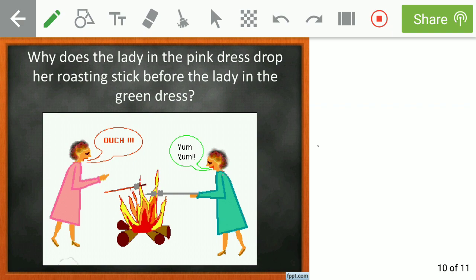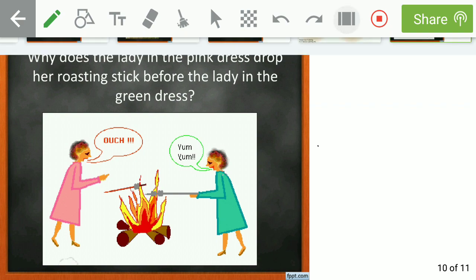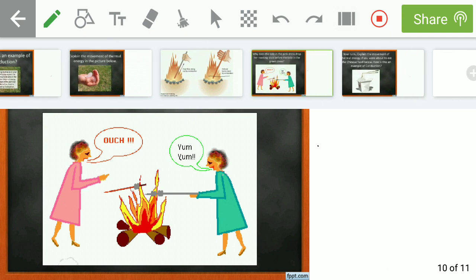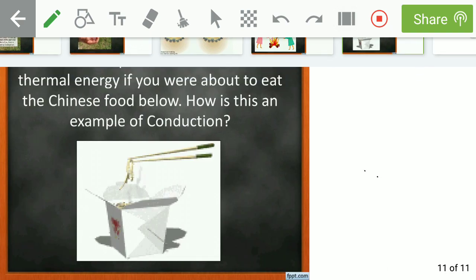हीट जितनी फास्ट ट्रांसफर होगी, it means कि जिस लेडी के पास एल्यूमिनियम की रोड है, she will feel the heat earlier as compared to the lady holding the steel rod, because their conductivity is less. It will transfer heat after some amount of time as compared to the aluminium. फंडा क्लियर है?